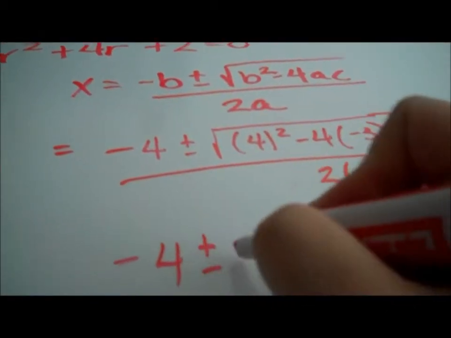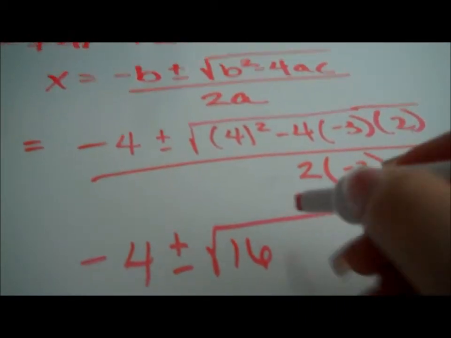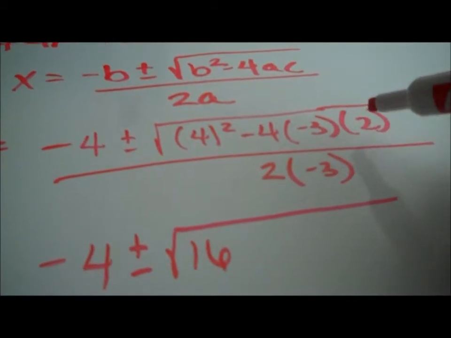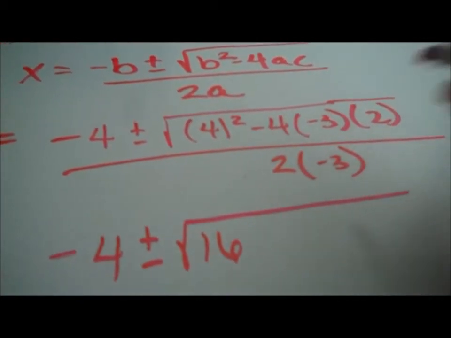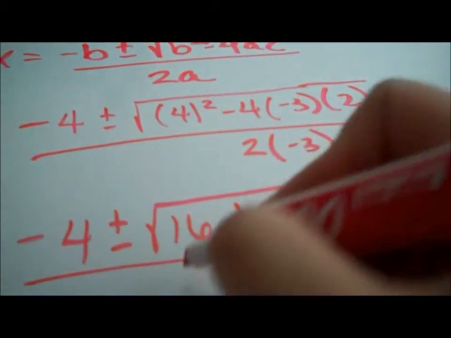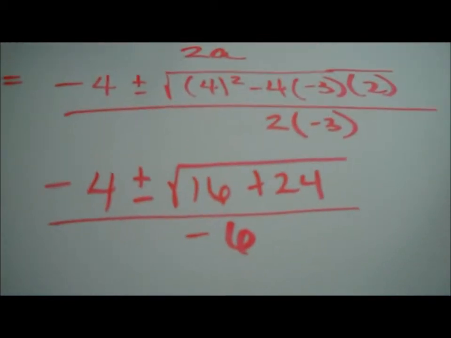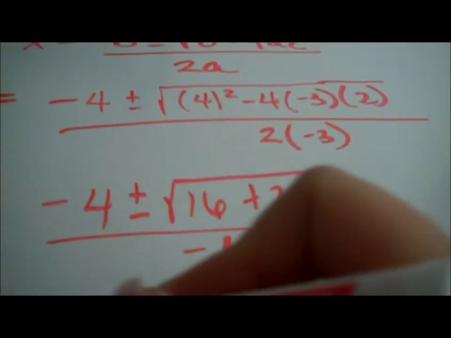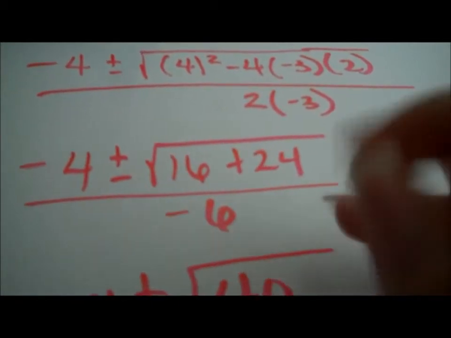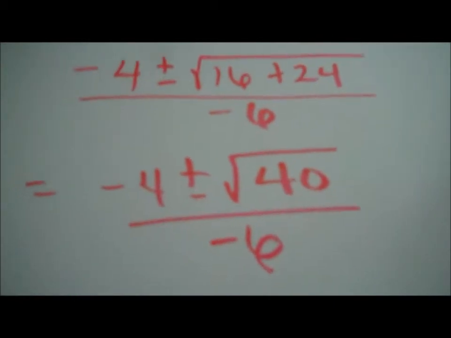Negative 4 plus or minus, now we're going to chug, we're going to work this all out, 16. Negative 4 times the negative 3 is a positive 12. Positive 12 times 2 is a positive 24, all divided by a negative 6. Negative 4 plus or minus the square root of 40, all divided by a negative 6.